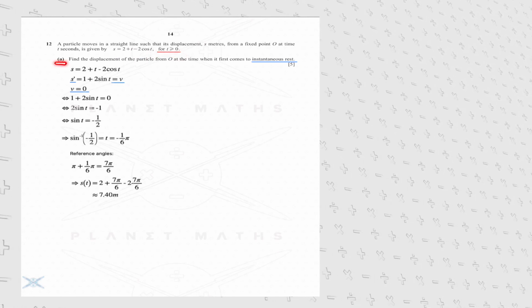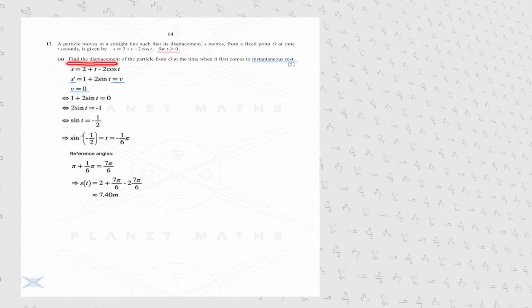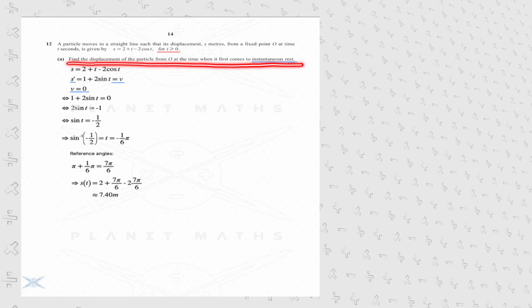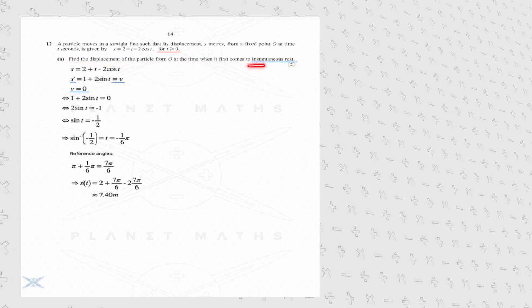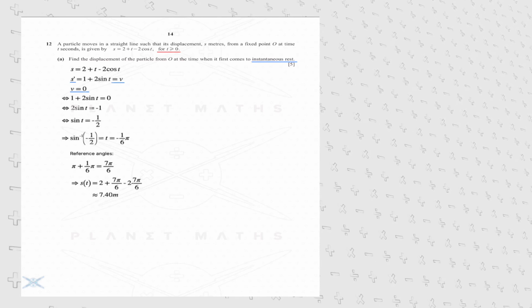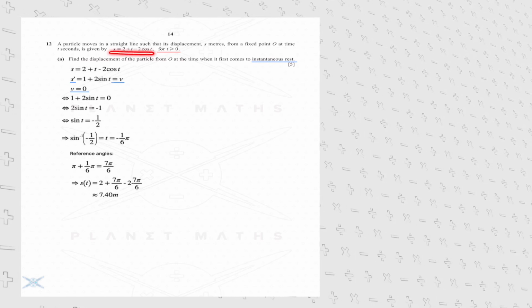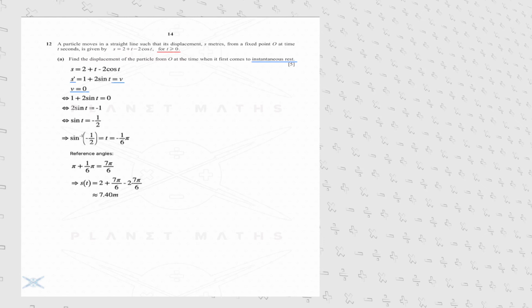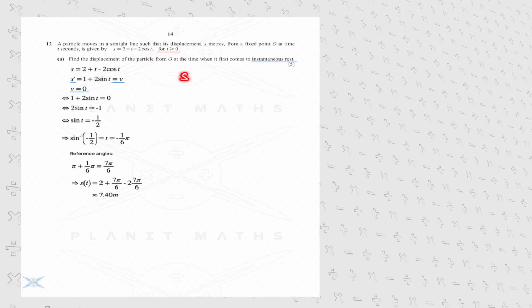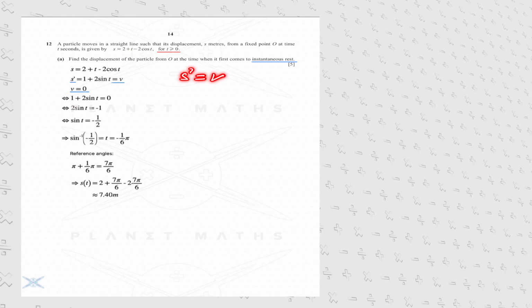For part A, we are supposed to do the following. We need to find the displacement of the particle from O at the time when it first comes to instantaneous rest. Instantaneous rest means that the velocity of the particle is 0. To derive velocity from our equation for displacement, we will have to find the derivative of this expression, since according to physics, the derivative of displacement provides us with the velocity of the particle.